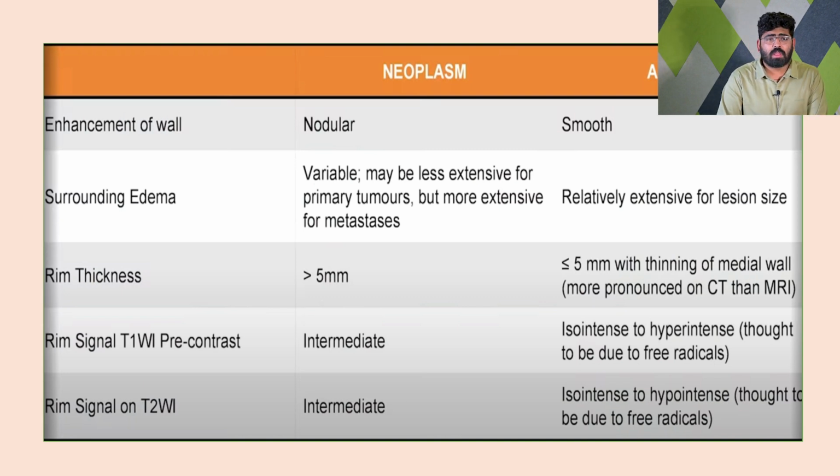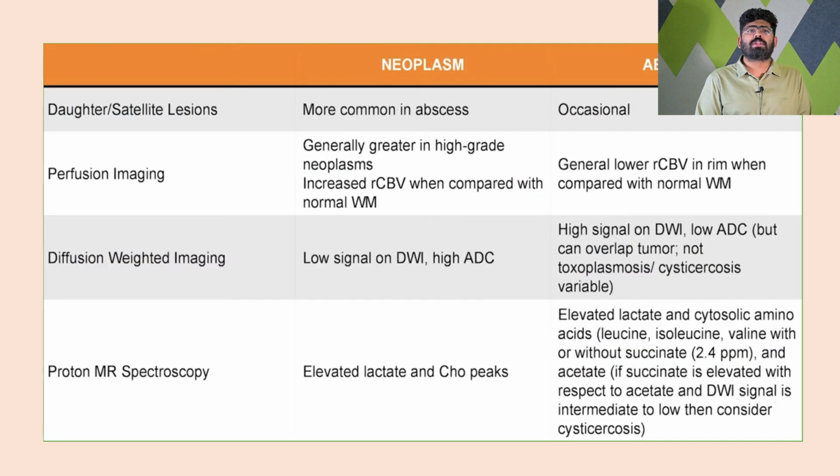And pre-contrast, it will be iso to hyperintense in the abscess, with intermediate signal, and iso to hypointense due to free radicals in T2 weighted images, and intermediate signal, and stellate lesions. So small stellate lesions, daughter lesions, are most common in abscess, then towards the infective, then neoplasm. Perfusion is also another imaging modality which is helpful. In high grade neoplasms there will be increased CBV, so high perfusion, right? And in abscess the perfusion will be low compared to normal white matter.